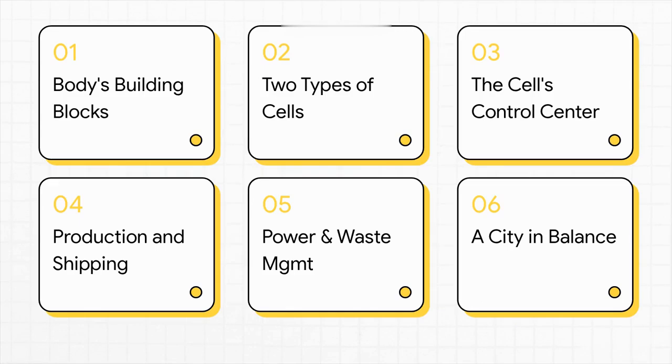So here's our game plan for the tour. We're going to start at the city limits, kind of see the border security. Then we'll compare different city layouts, pop into the central command center, check out the industrial factories and the postal service, and finally take a look at the power plants and the waste management that keeps this whole metropolis running.